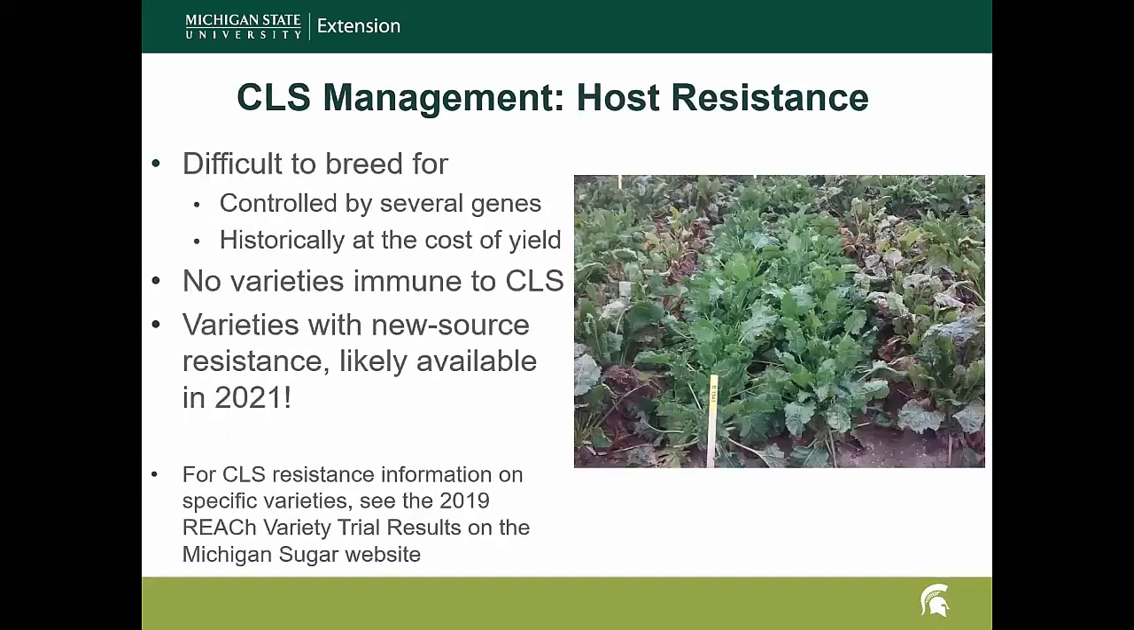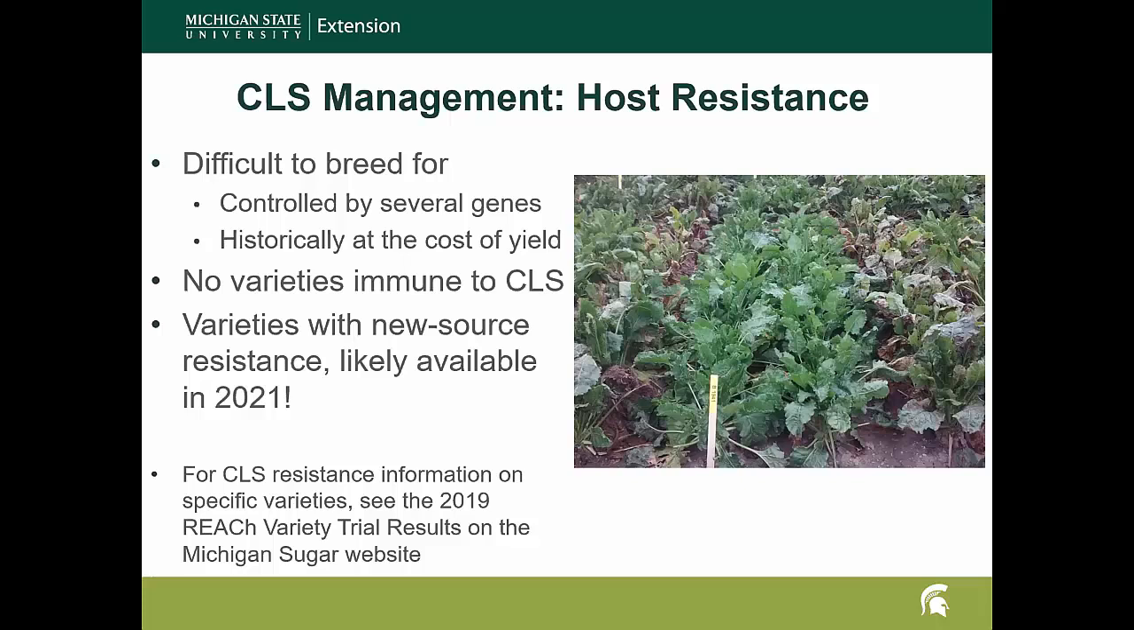The second primary strategy for managing Cercospora leaf spot is the use of host resistance. When it comes to Cercospora in sugar beets, having resistance can be a rather difficult trait to breed for, because Cercospora resistance is controlled by several genes within the sugar beet. Historically, resistance to Cercospora has come at a fairly high yield cost. That is to say that generally, sugar beets that are more resistant to Cercospora are lower yielding than susceptible varieties. It's important to mention here that there are no varieties that are completely immune to Cercospora leaf spot, but there is very good resistance that is available.